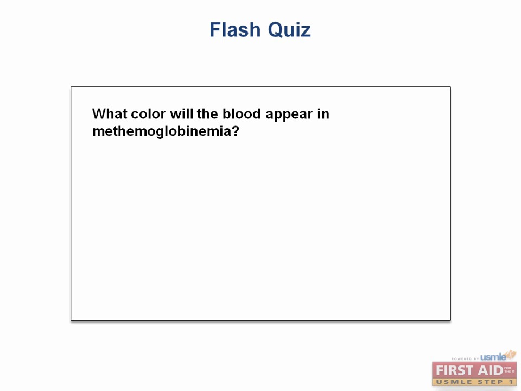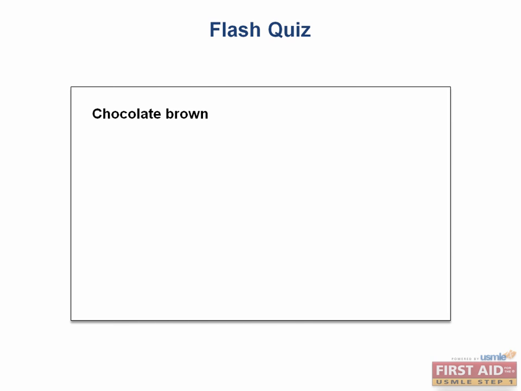Flash quiz. What color will the blood appear in methemoglobinemia? Chocolate brown.